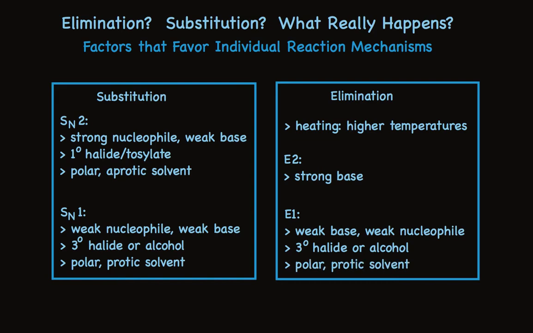You see that E1 and SN1 are both favored by the same kinds of characteristics, which gives you a strong hint. There's a really good chance you're going to see mixtures of substitution and elimination for the first order reactions. Okay, let's look at examples of several reactions.